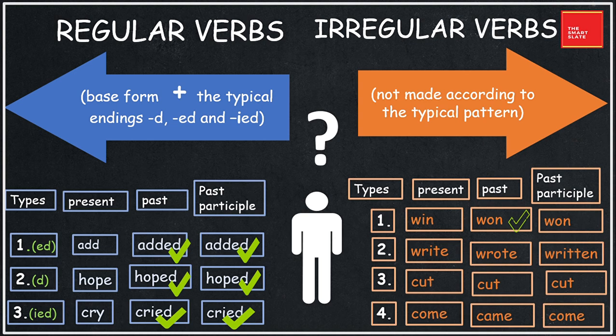But in case of irregular verbs, in the first type, past and past participle are the same. That means both the spellings are the same. But in the third case, cut, cut and cut, all three are the same. And in the second case, the spellings are completely different, like write, wrote and written. In the fourth case, present tense and past participle are the same, come and come, whereas the past tense spelling is different. So here we have four types of irregular verbs and they do not follow the typical pattern of making verbs in different tenses. Whereas regular verbs have typical endings. So these are regular verbs and these are irregular verbs.